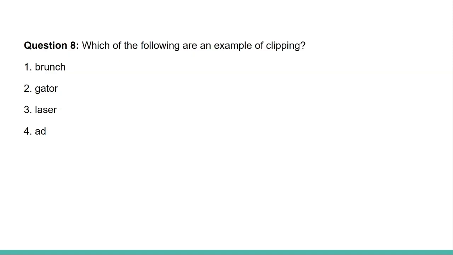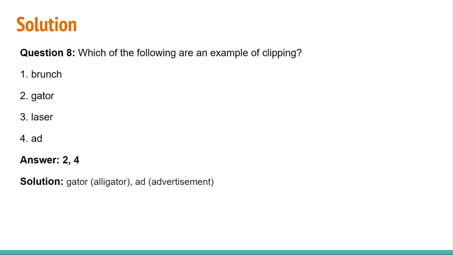So let's discuss the last practice problem. The last practice problem is: which of the following are an example of clipping? And there are different options given. We discussed clipping a while back, so this problem would be easy. So here the answers are 2 and 4. Gator is the abbreviated form of alligator, and ad is the abbreviated form of advertisement. So both of these are clipped forms.